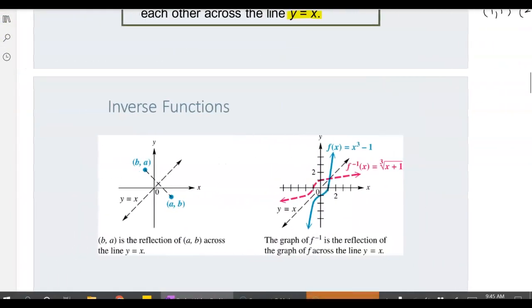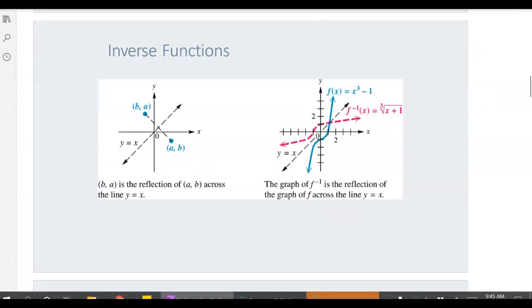So now here are some other pictures of inverse functions. This first example is just a singular point with coordinates (b, a), and then if we reverse the order, we get the reflection across that line y equals x. And the graph on the right, we have something more complicated. Kind of makes sense that we have something cubed versus the cube root of something, and those are inverses. The point is just to see that these are reflections across that line, y equals x.